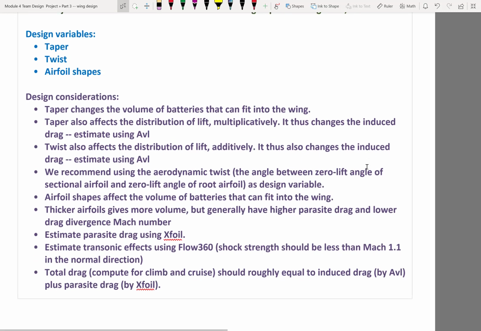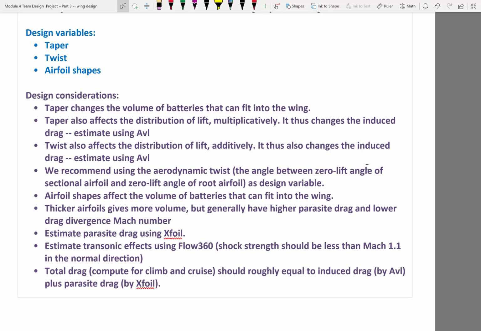Okay, and finally, the total drag computed from Flow360 should be roughly equal to the induced drag you estimate from AVL plus the parasite drag computed from XFOIL, right? So doing CFD should be a final check on your optimized result. And during the process, you should be estimating the induced drag from AVL and parasite drag from XFOIL. All right.